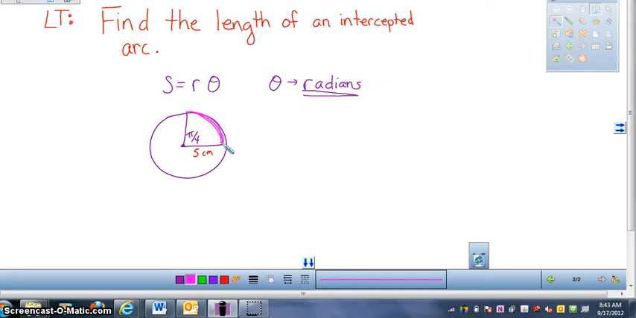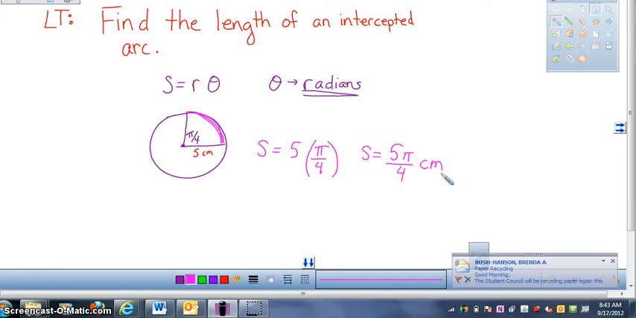Now that you derived the formula on Monday, you can just plug it in. S, the arc length, equals 5 centimeters times pi over 4, your central angle. So the measure of your arc length is 5 pi over 4 centimeters. I don't care if you leave it like that. You can leave it just like that for the test and for homework. If you want, you can figure out what that is. So 5 pi divided by 4 would give you about 3.9 centimeters.